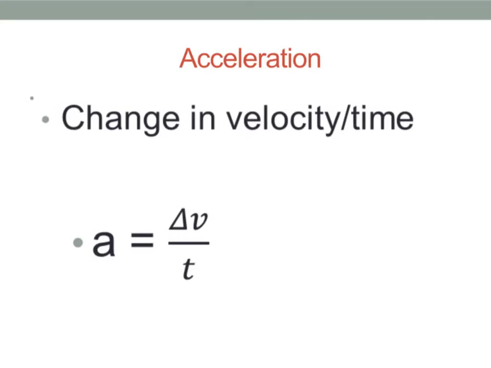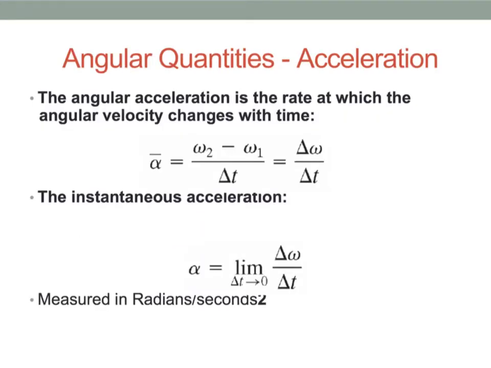Acceleration, we looked at, the definition was the change in velocity over time. So a equals delta v over t. Because we're looking at angular quantities, the angular velocity is delta omega, so we're still looking at the change in velocity over the change in time. And since we're not talking about regular acceleration, we're going to give it another symbol.